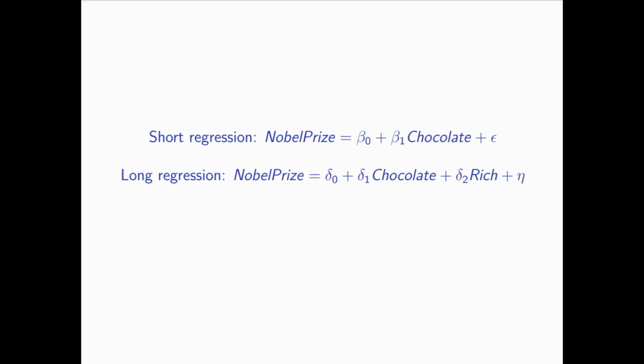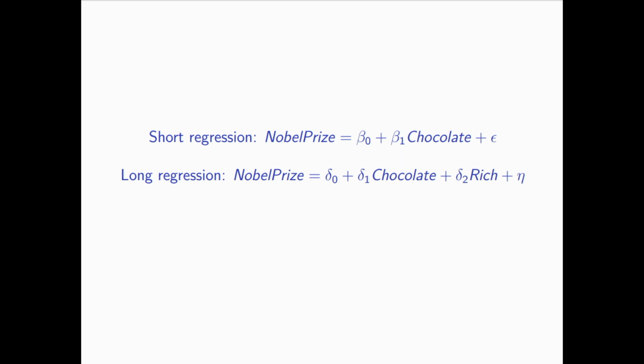If you have not seen this before, then this is a good point to briefly pause the video and take a look at these equations. Note that our betas from the short regression do not need to equal the deltas from the long regression. In fact, this is the main problem with omitted variable bias.